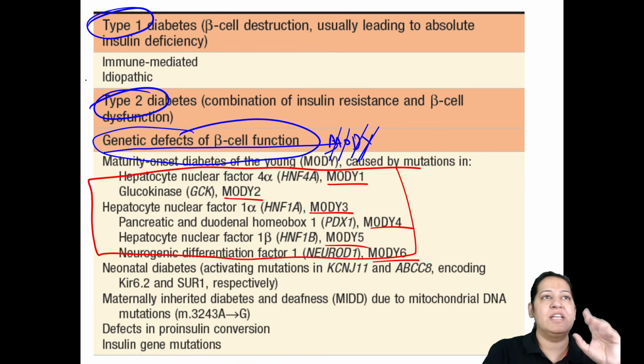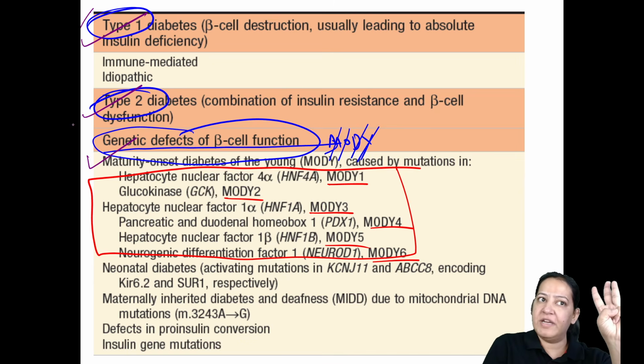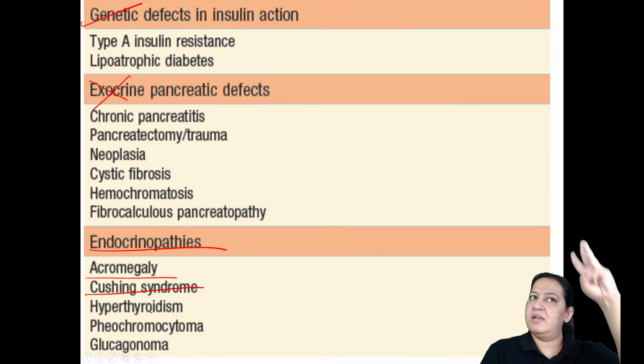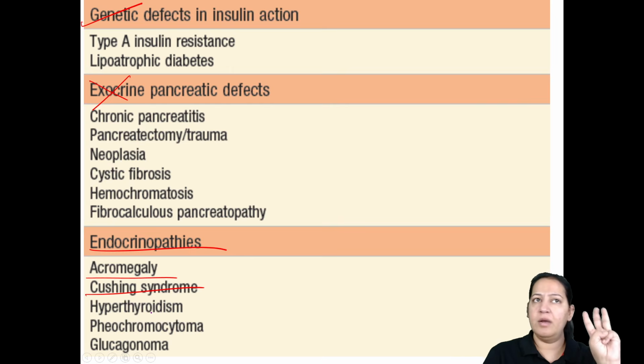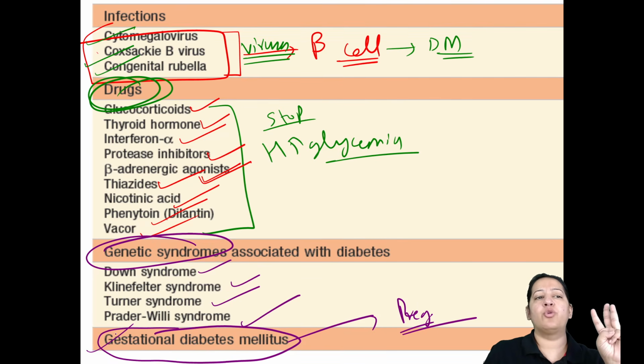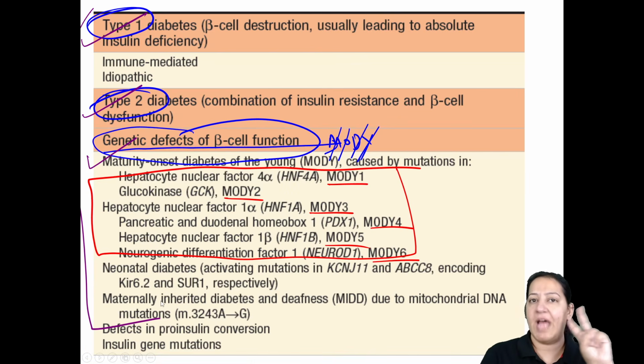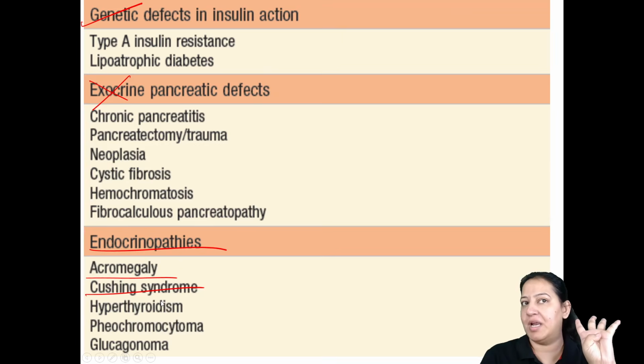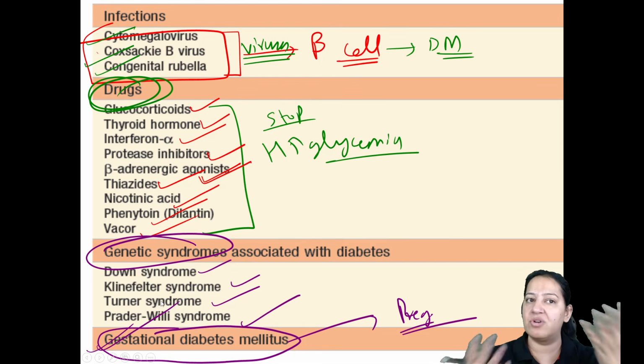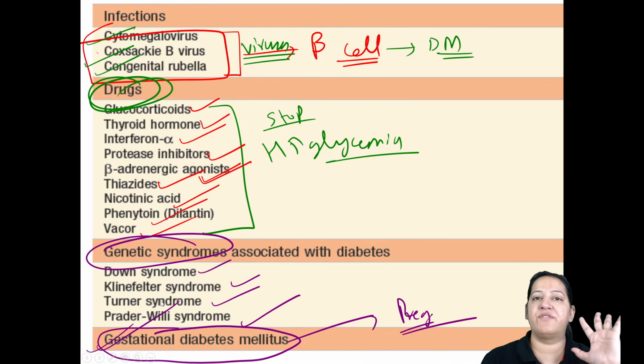Basically, I will teach you type 1, type 2, and genetic defects of beta cell, that is MODYs. We will read this whole page in detail one by one. The others I will not teach you in detail; you learn the names only. Among these, I will teach you only gestational. Other than that, you should know the classification: type 1, type 2, MODYs and gestational. Apart from it, infections, drugs, genetic syndromes, learn this classification by yourself.